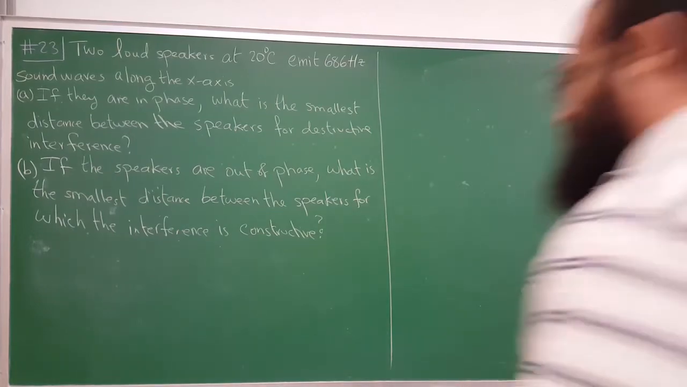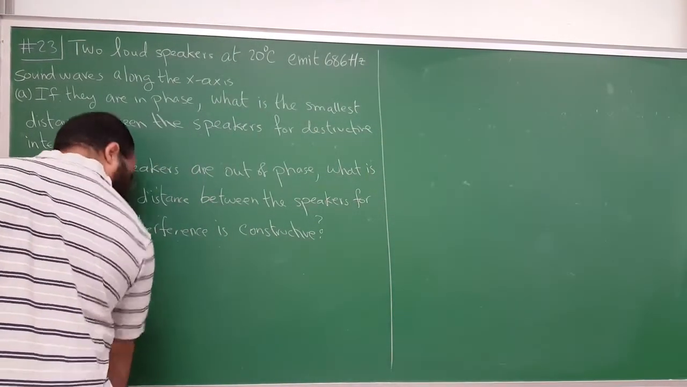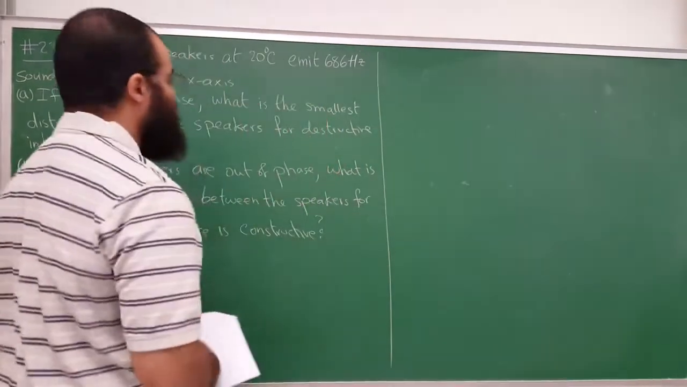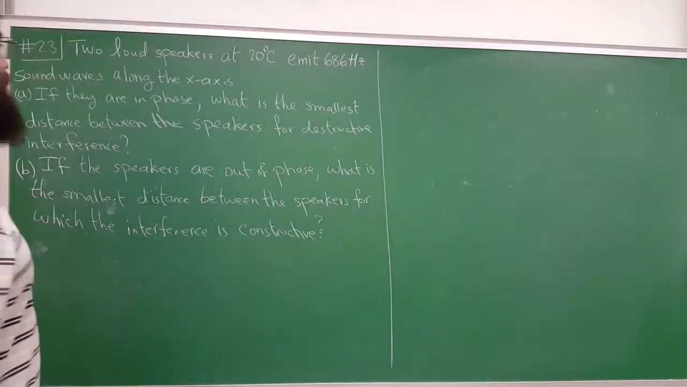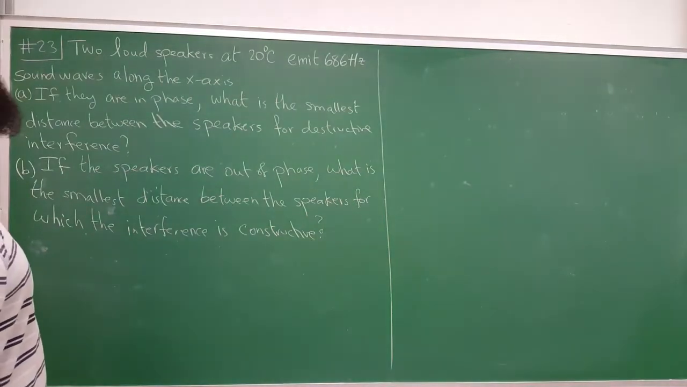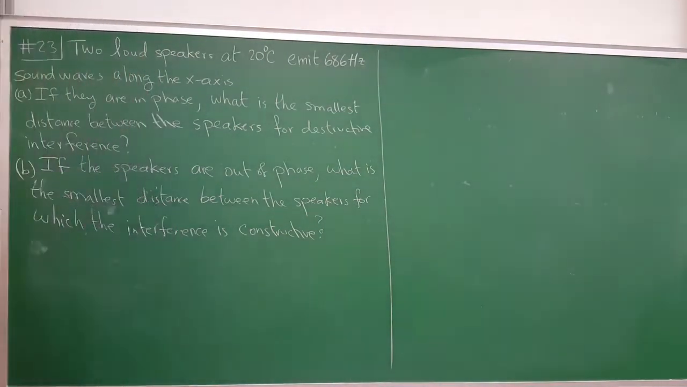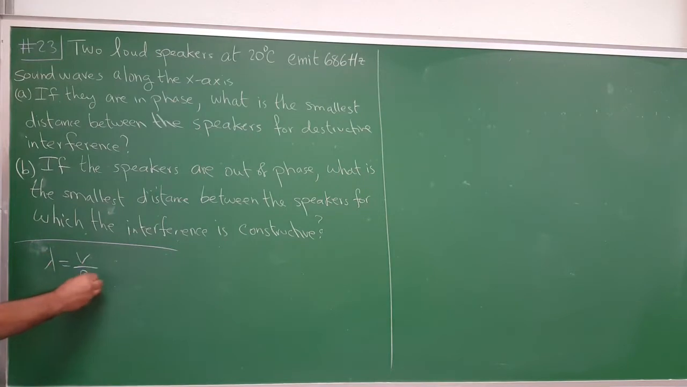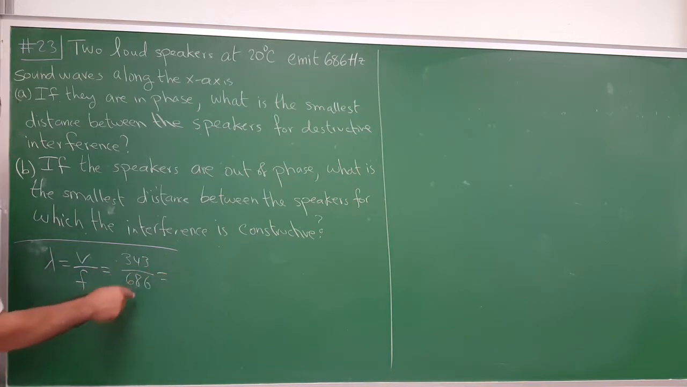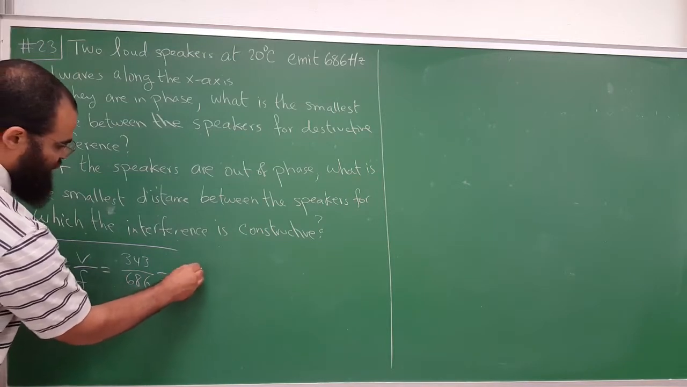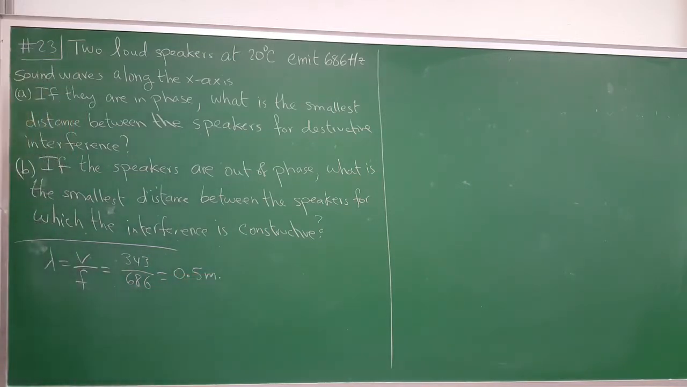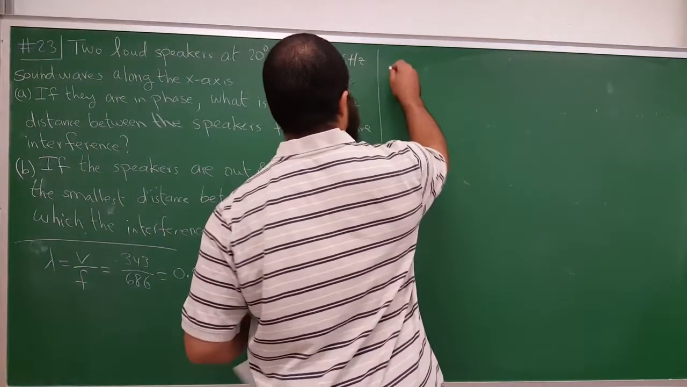Well, let me get my chalk here. So we know the speed of sound. We know the frequency. Let's calculate the wavelength, just get that out of the way. The wavelength will be the speed divided by the frequency. The speed is 343, and the frequency is 686, and that's nice. This is half of that, so this is 0.5 meters.